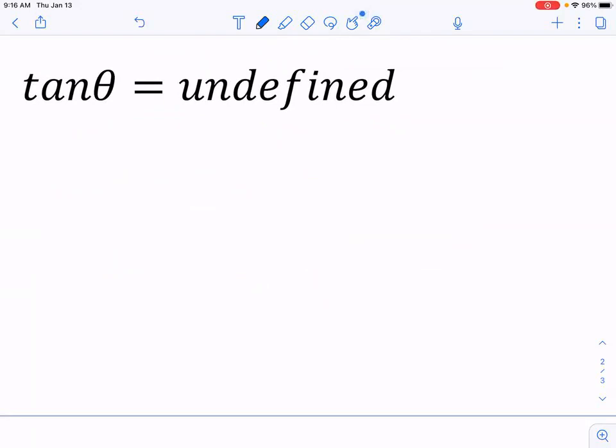All right, the tangent of theta is undefined. I want you to have a discussion at your pod about how you think we should approach this problem. And if you think you have any ideas for what the answers would be. Ready, set, go.